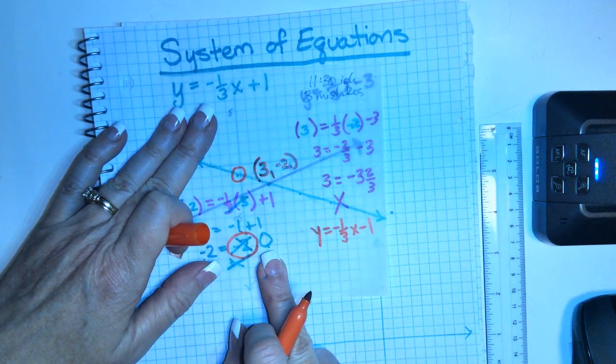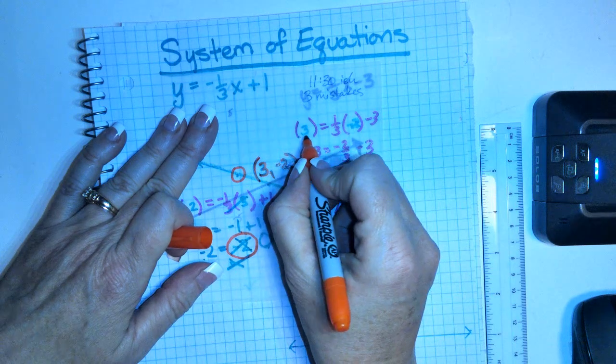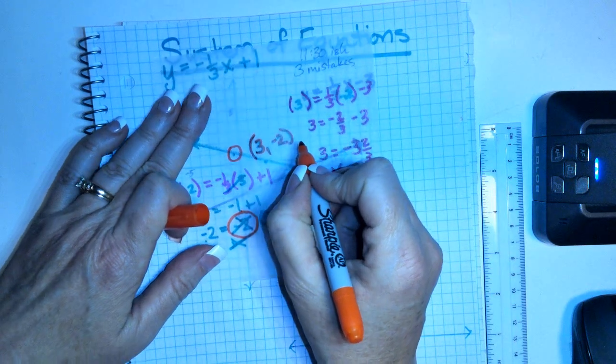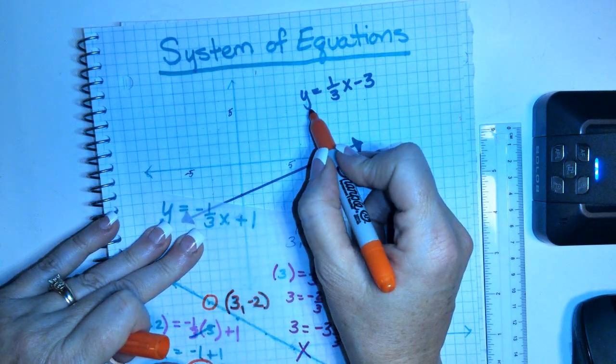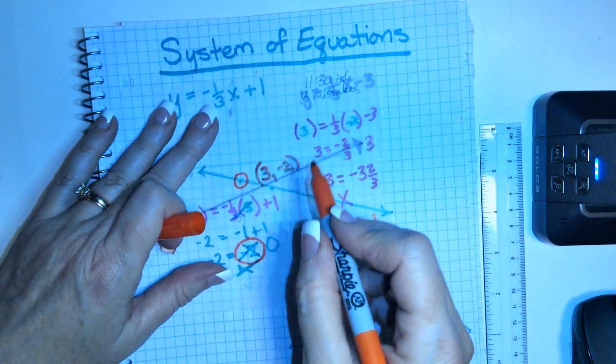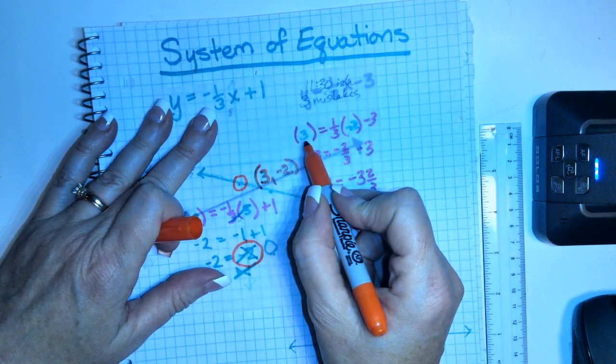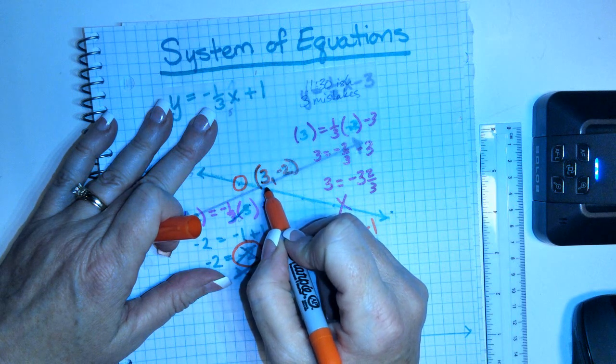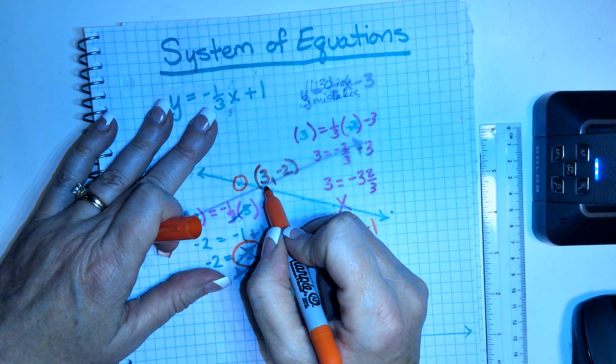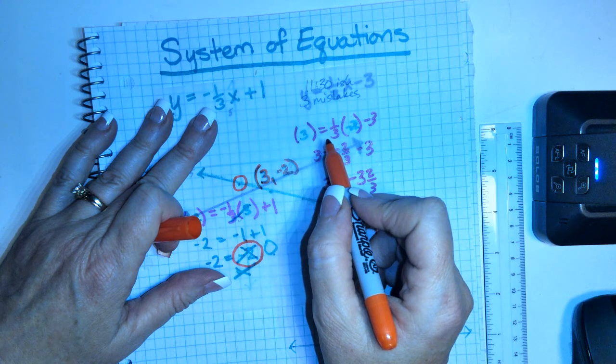Look at the third mistake. What value is this supposed to be? It's supposed to be the y value. What did I plug in for y? I plugged in x. I was supposed to plug in y.